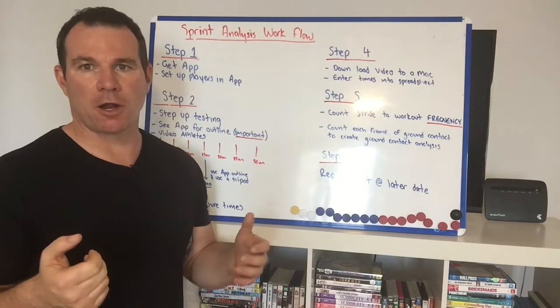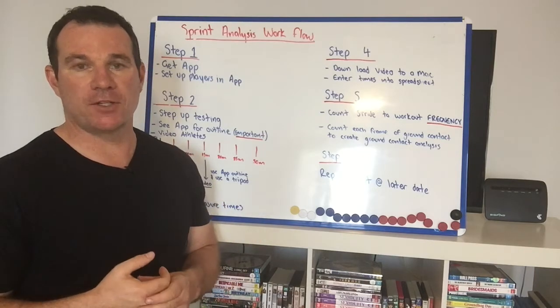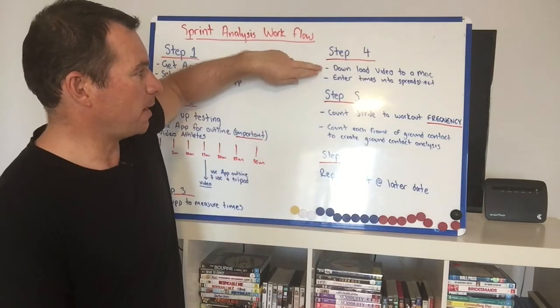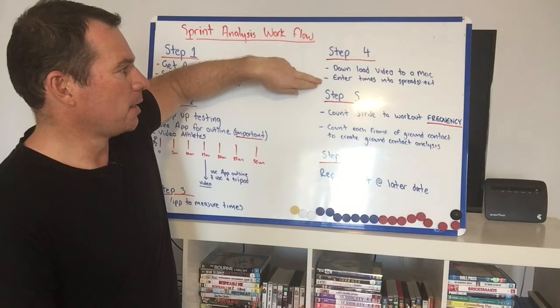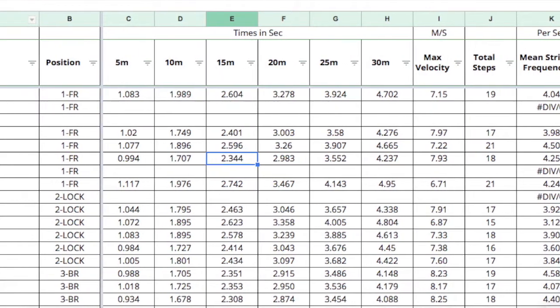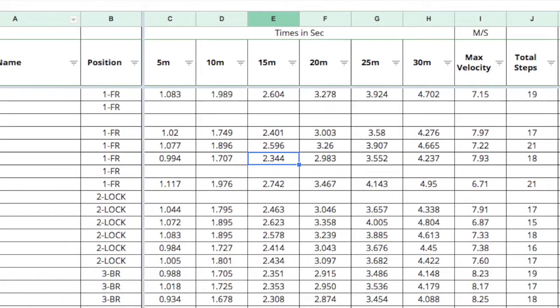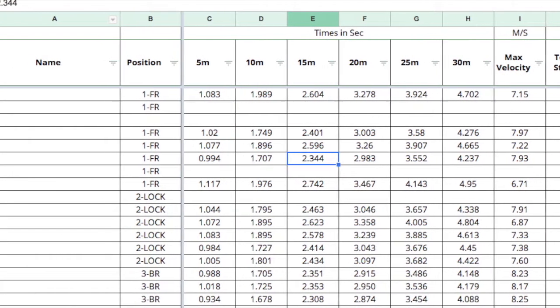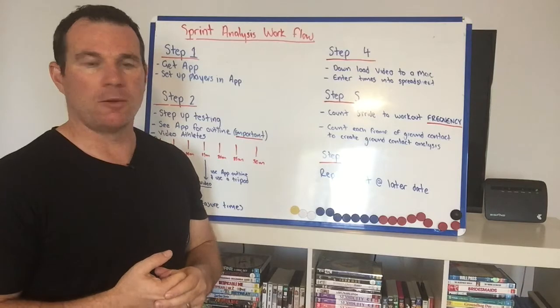I'm sure there's other programs out there. I've just found it very beneficial when I've done that before. So again, download the video to your Mac and then enter in the times that this has created here. And once you enter in that last 30-meter time, it'll give you a max velocity outcome as well.